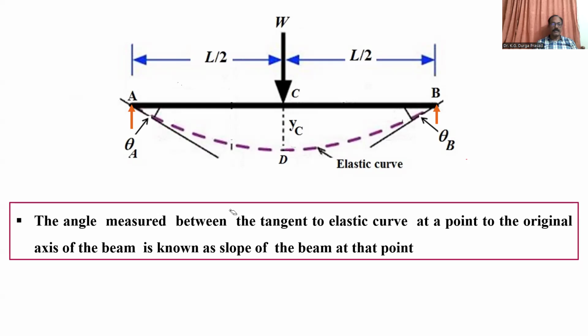So let's see the definition of this slope. Simple, it is an angle that is measured between the tangent to the elastic curve at a point. On the elastic curve, you take any point wherever you want to find the slope, and there itself you have to draw a tangent. Suppose somewhere here I want to find the slope, then you have to draw a tangent here. You have to measure the angle made by the tangent with the horizontal. That will give you the slope at that particular point, right?